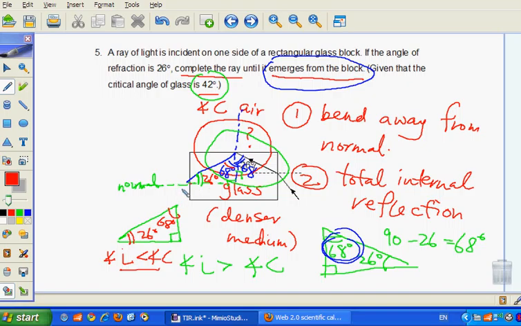So what happens is, it won't bend in. It will bend from denser to less dense, so it will bend away from the normal. You look on the other side of the glass block, and it should show a refraction. In this case, it should bend somewhere here, away from the normal. So please complete your diagram by adding all the arrows. This will complete question 5.